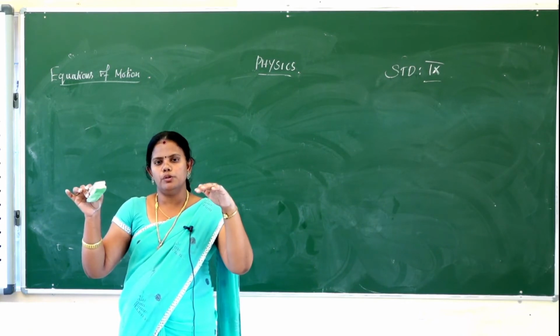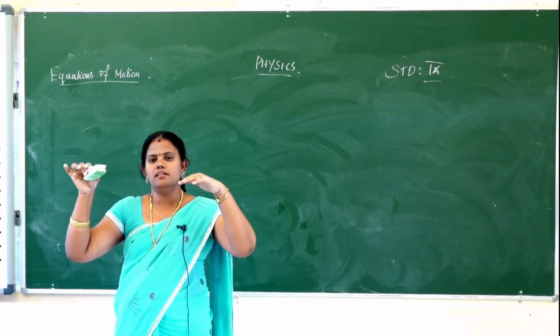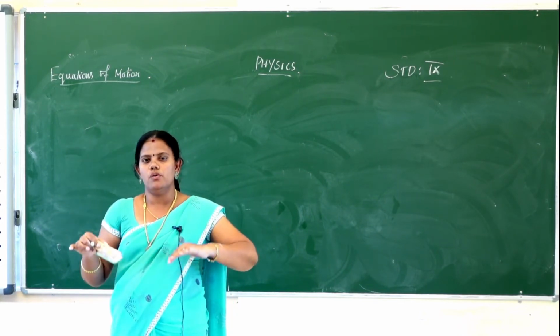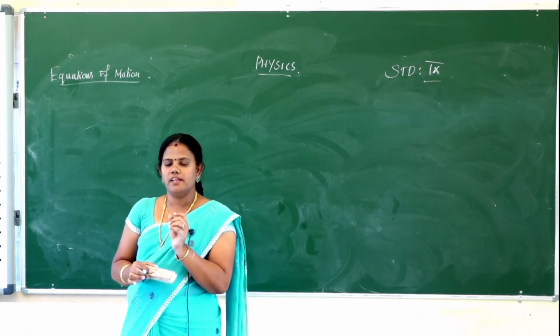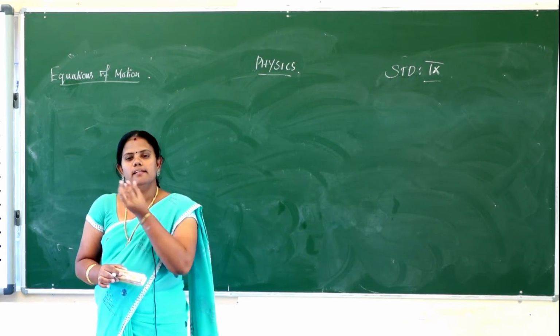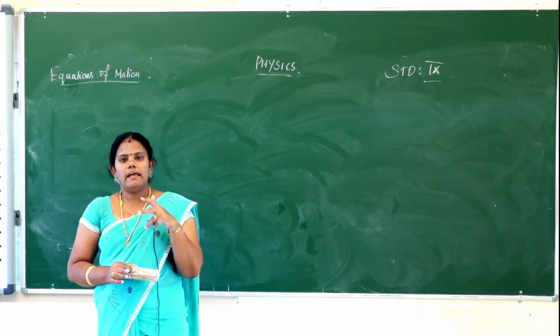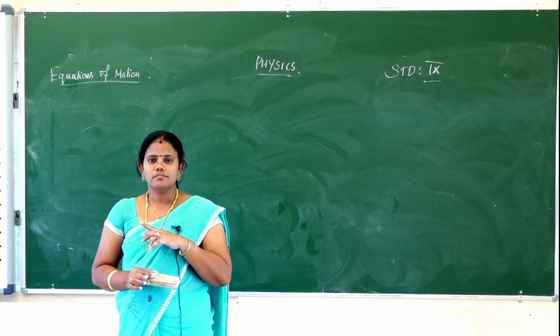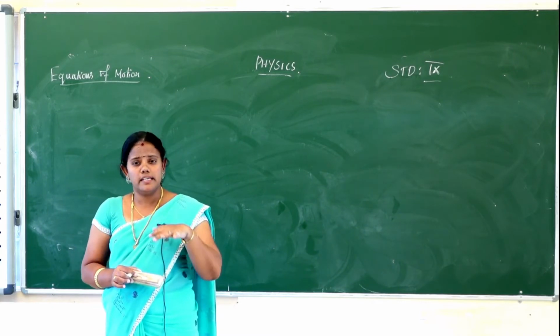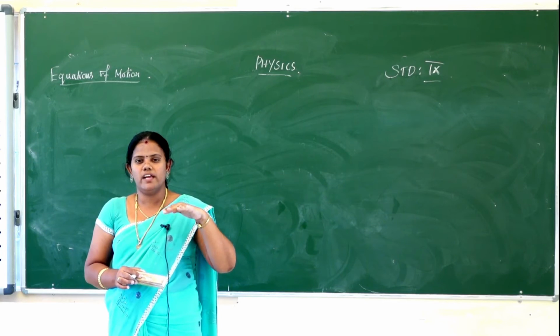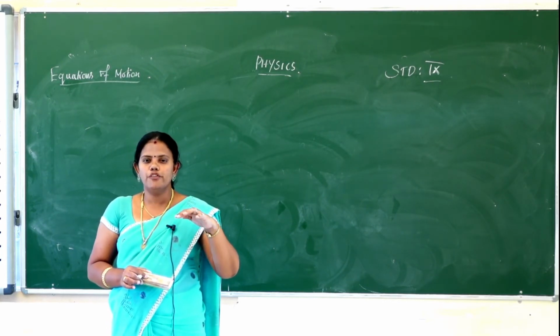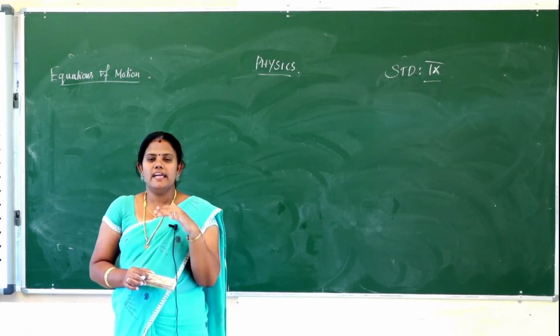So again you do this activity by dropping from up to down. Which one reaches first? That is the eraser, because the eraser has much more weight than the paper. Also, because of air friction, a lightweight object experiences high air resistance.